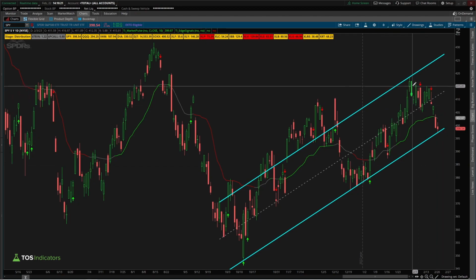Now, to get started here, we have this price channel that the S&P has been trading in ever since October of 2022. This was the very first test where this price channel started. We then had a test really towards the beginning of the year. This is 2023. And now, most recently, price action is coming back down to the lower end of this channel.